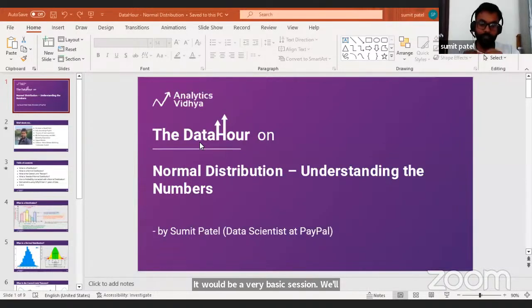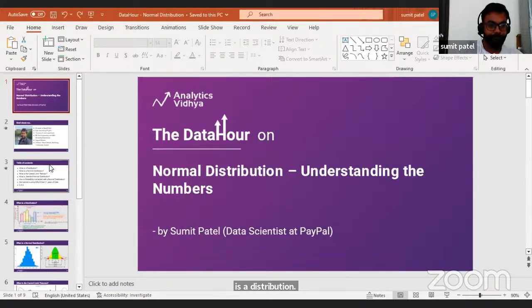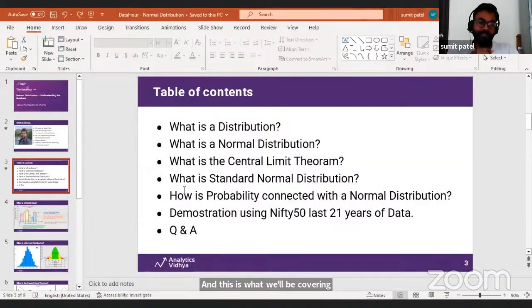But first, it would be a very basic session. We'll start with what is a distribution, and this is what we'll be covering. What is a distribution? What is a normal distribution? What do you mean by the central limit theorem? What is the standard normal distribution? And what is the probability that is connected with a normal distribution? And then in the end, we have the demonstration.